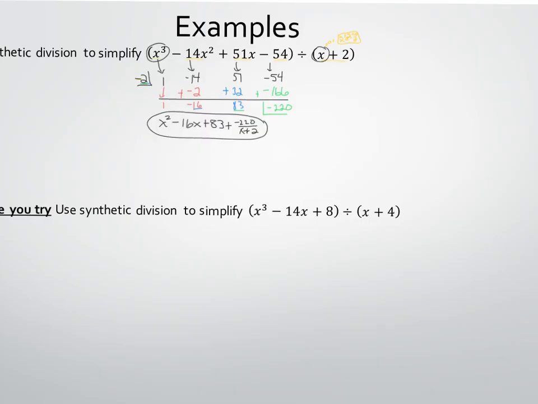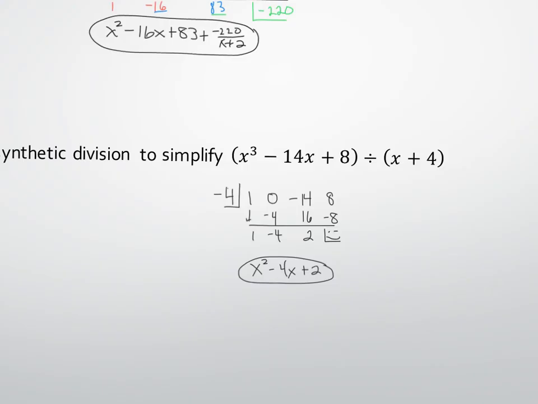I want you to take about a minute and try the example you try. Hopefully you found your answer to be x squared minus 4x plus 2. Remember, if there's no remainder, that's okay.